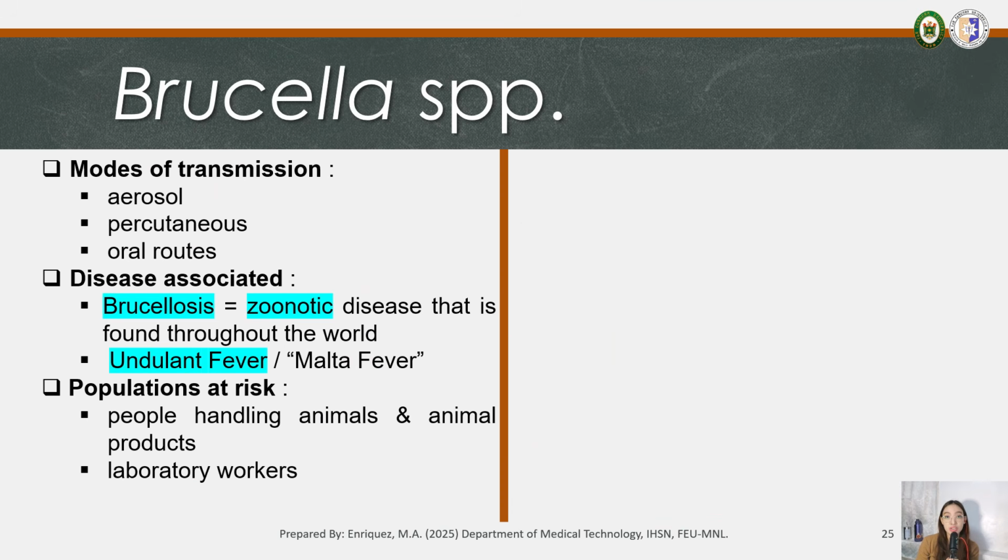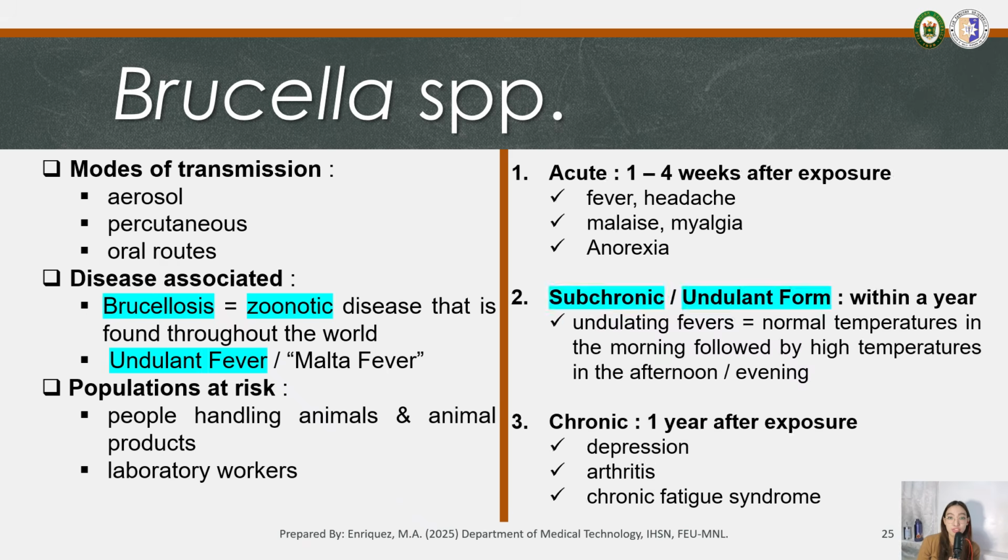Modes of transmission include aerosol, oral, and percutaneous modes of transmission. There are three clinical stages to brucellosis, and the first is the acute stage, which happens within 1 to 4 weeks after exposure. So medyo matagal po, no? Medyo matagal ang incubation period ng disease na ito. So symptoms are non-specific, such as fever, headache, anorexia, and myalgia.